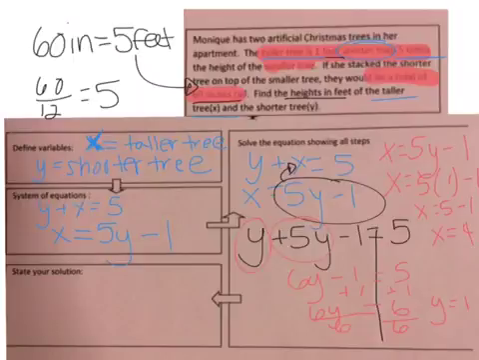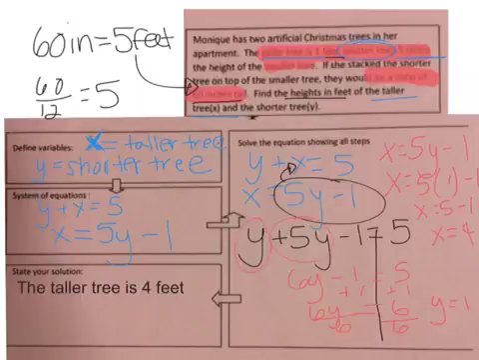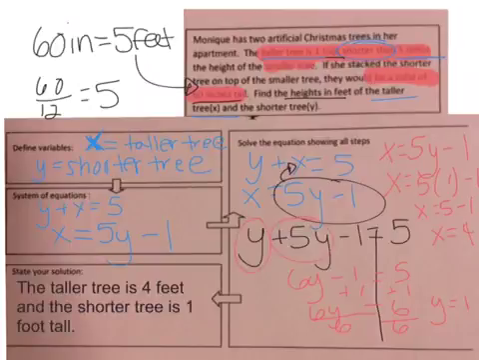Now the last thing is to write my sentence. Because x is the taller tree, x is 4, so our taller tree is 4. And it's feet because the question said find the heights in feet. And then y is the shorter tree, so the shorter tree is 1 foot.